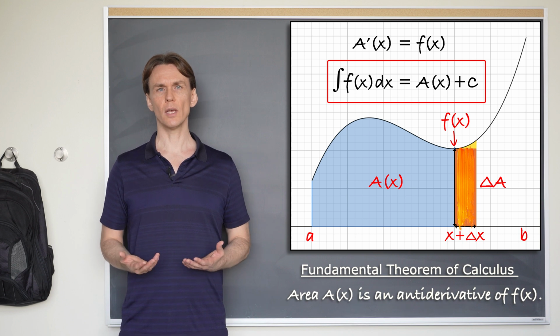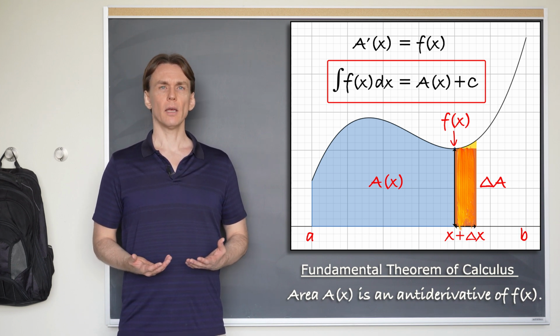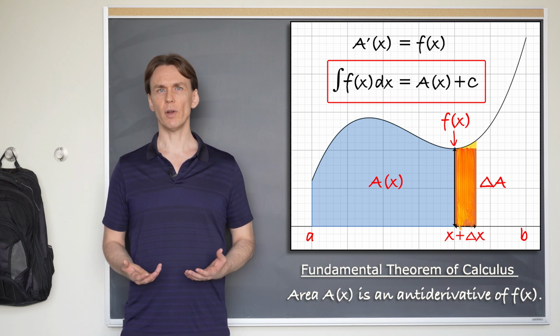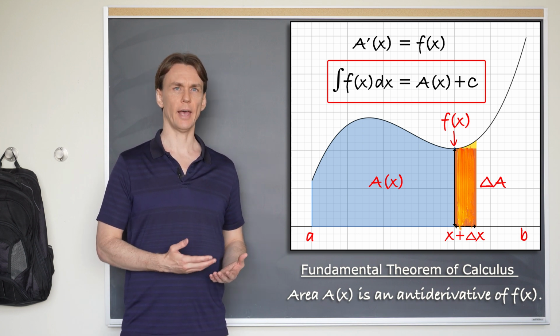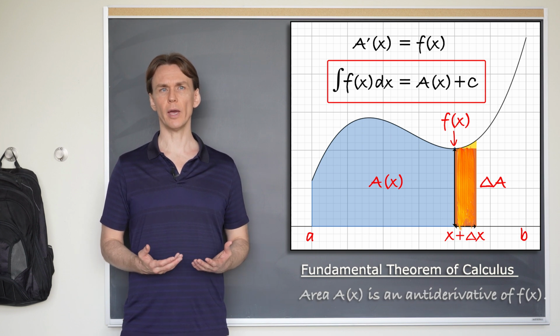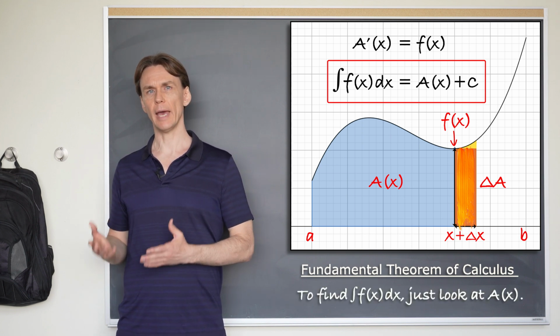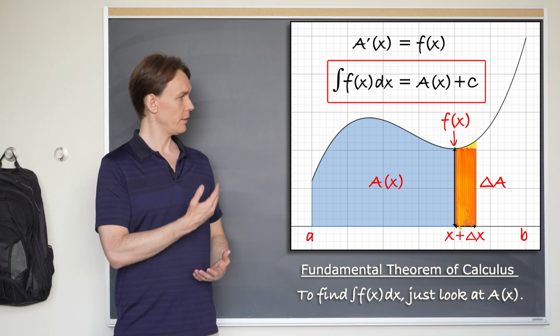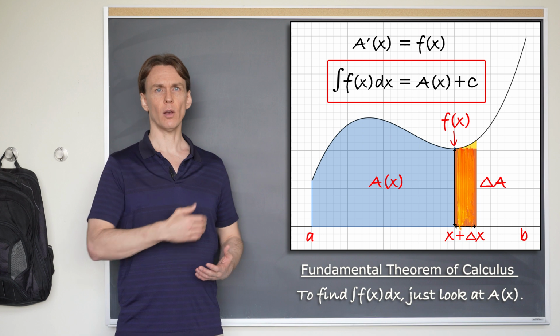So in words, it says that this area function A of x is an antiderivative of our function f of x. Or if you want to put it another way, in order to find the antiderivative of f of x, we can just look at this area under the graph of this function.